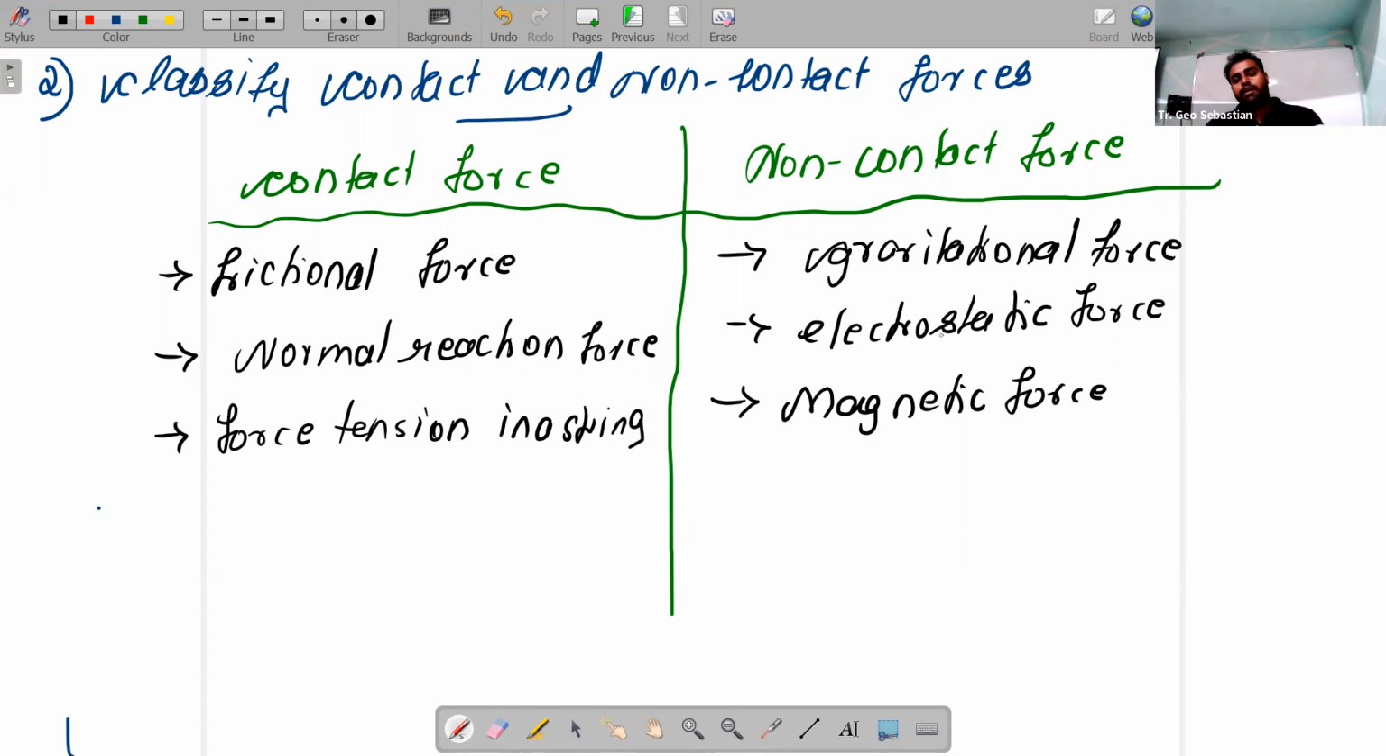Frictional force, normal reaction force, and tension in a string, these three belong to contact forces because direct contact is there with the body. Now, in case of non-contact force, you are experiencing gravitational force, right? If I throw this pen up, it comes down, but there is no direct contact. Electrostatic force is also similar to that condition. Magnetic force also, all right? So they'll ask this type of questions also. Another question they can ask.